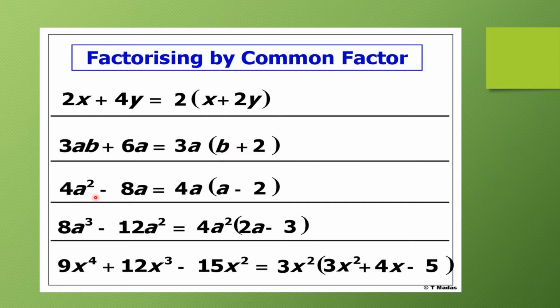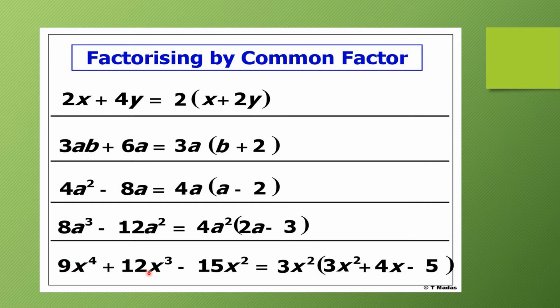4a squared minus 8a, that is 4a we can take it outside and you have a minus 2. 8a cubed minus 12a squared, the common factor is 4a squared into 2a minus 3.